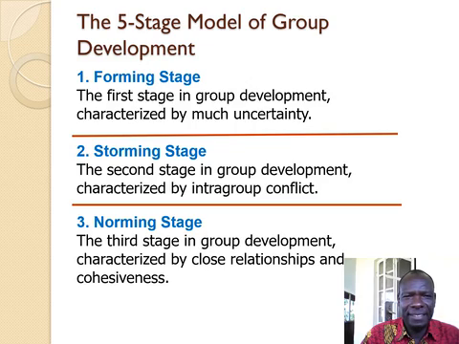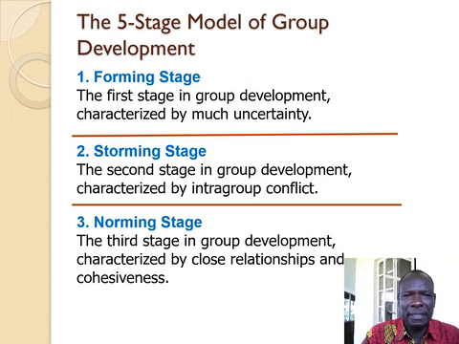Like every new parent, everything is new. So if you are going to give birth to a group, it's very uncertain how you are going to start and how it is going to develop. So the forming stage of group development is characterized by uncertainty. Then it is followed by the storming stage. This is the stage which is characterized by intergroup conflict.